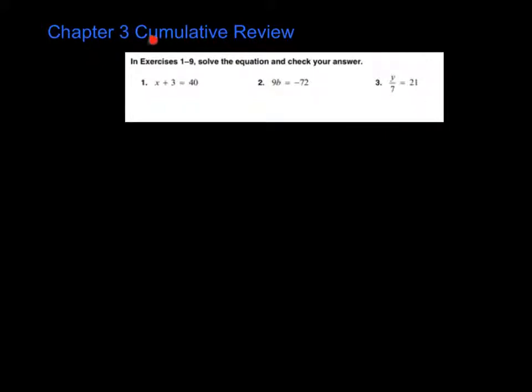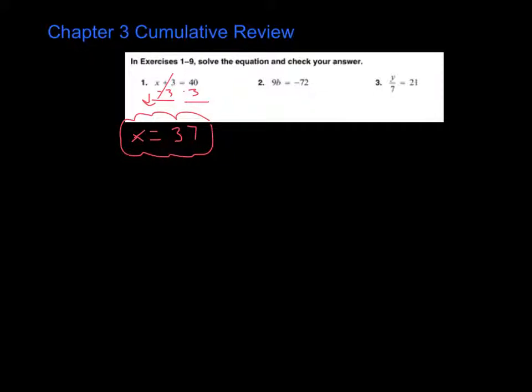This is cumulative, so what you should notice is that these first three problems are just solving one-step equations, which was what we did the first week of school. So in order to review this, the opposite of adding 3 would be to subtract 3 from both sides, so that's what I'm doing first. That would cancel, and I would bring down my x, and I would find out that x would be equal to 40 minus 3, which is 37. Remember, you can always plug that in and check your work.